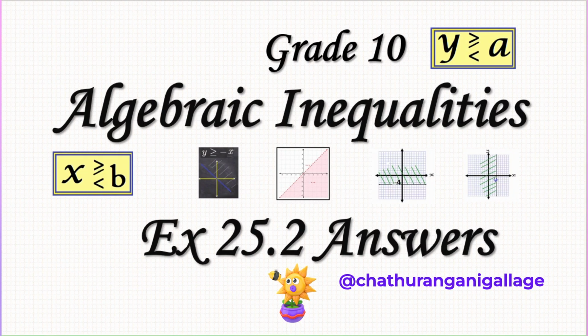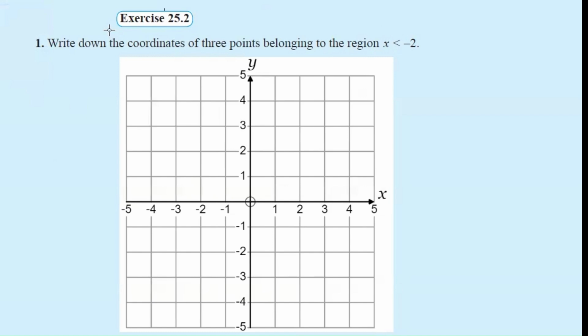Grade 10 Algebraic Inequalities Exercise 25.2 Answers. Write down the coordinates of 3 points belonging to the region x less than minus 2. Draw the x equals minus 2 straight line.